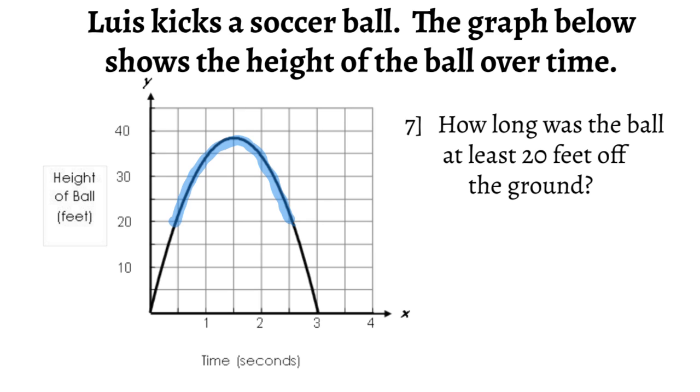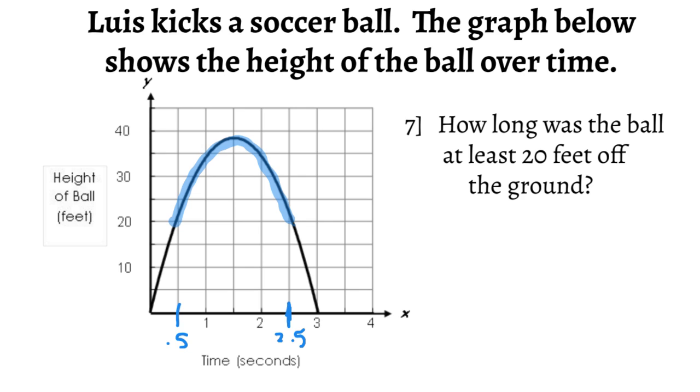This part of the graph is when the ball is 20 feet off the ground. Everything that's not shaded in the graph is when it's below the 20 feet. Since we're interested in for how long the ball was in that range, we're going to look at from here to here, the ball was in the sky, above 20 feet. So from 0.5 seconds to 2.5 seconds.